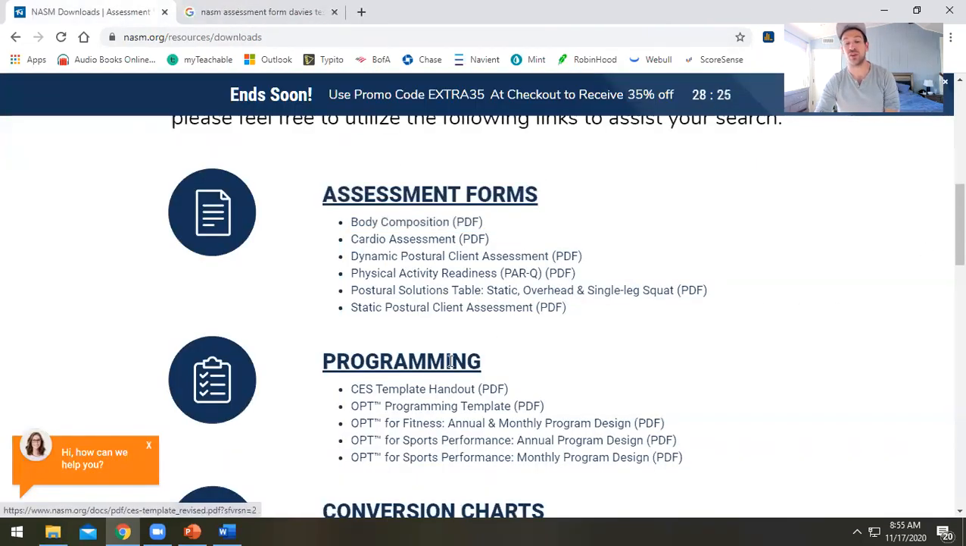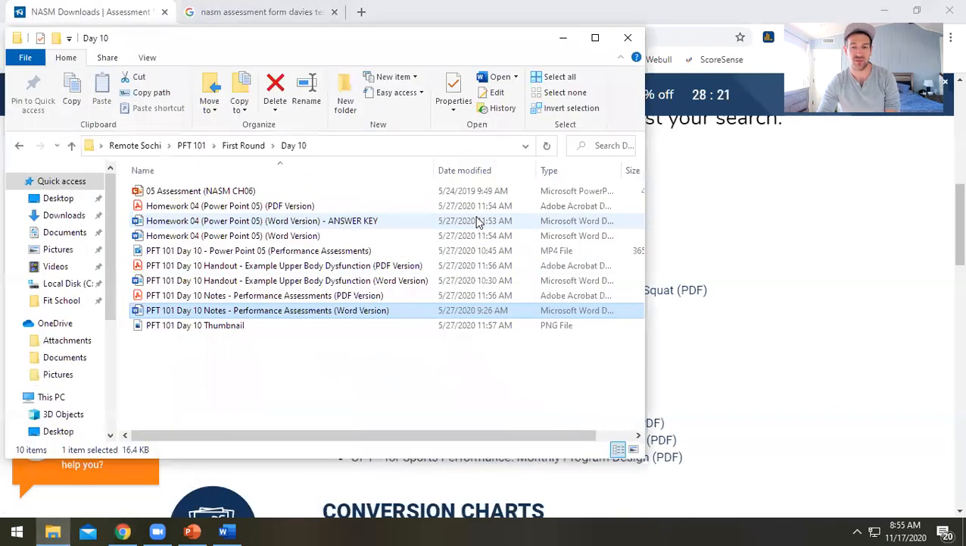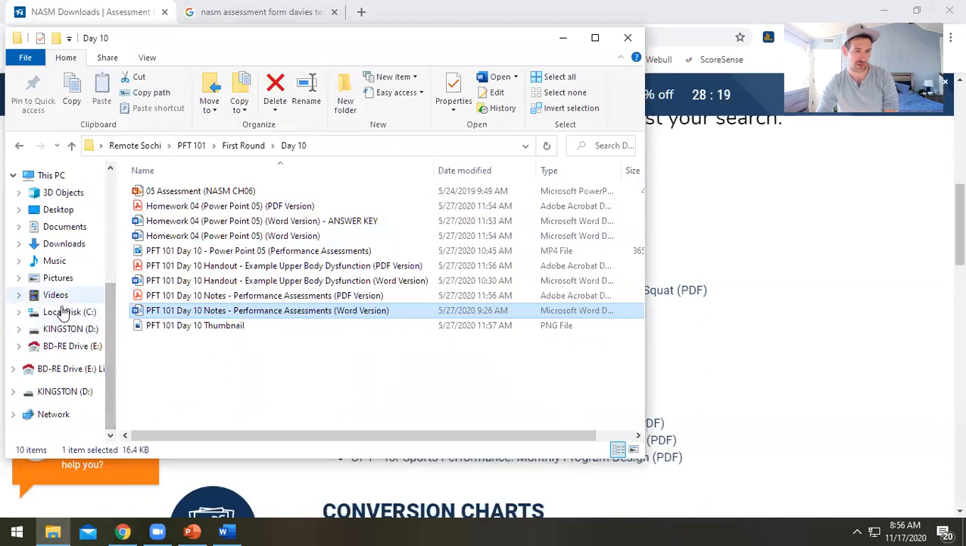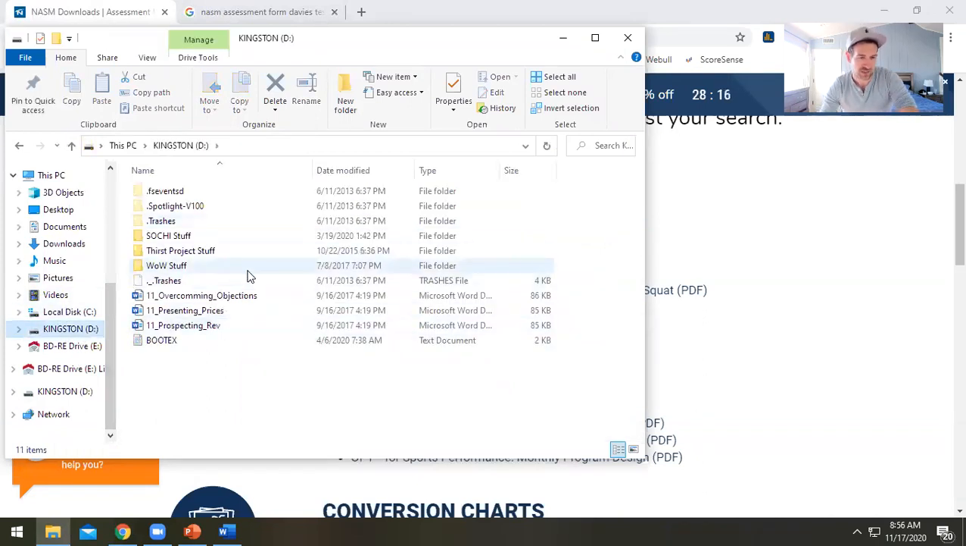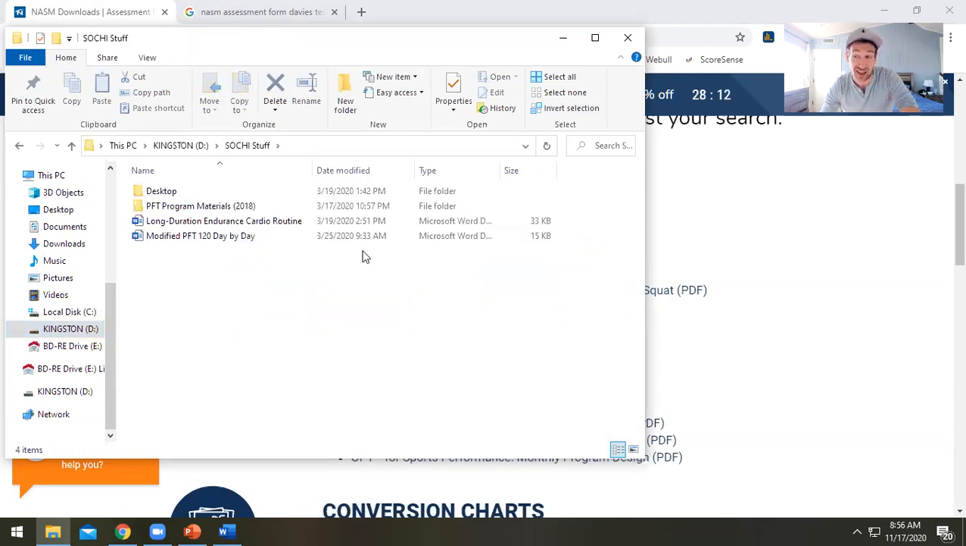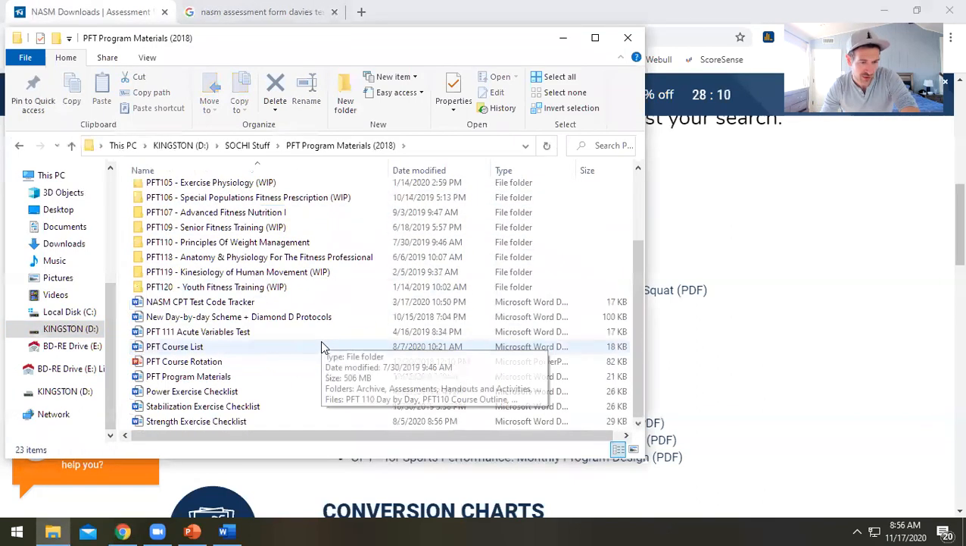So what you can do is you can just write it down or perform your own assessment. You can make your own assessment sheet. We actually have a version that I can pull up here. This is an assessment sheet that I created a long time ago that has every NASM assessment on one file. I'll send this out to everybody in the email today.